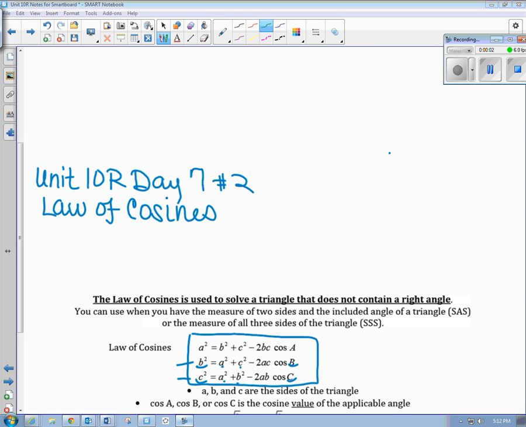Day 7, number 2, deals with the law of cosines. When we're dealing with the law of cosines, it's used the same way as the law of sines, where we're going to use it to find missing side lengths or angle measures. So the law of cosines looks like this.